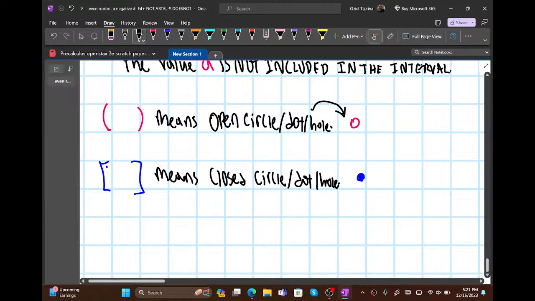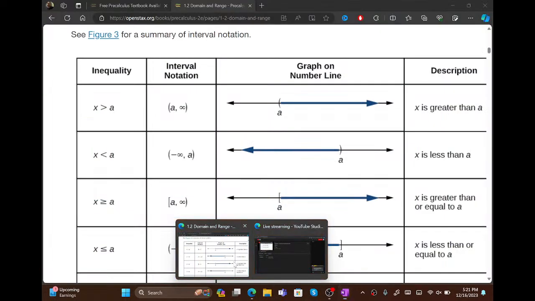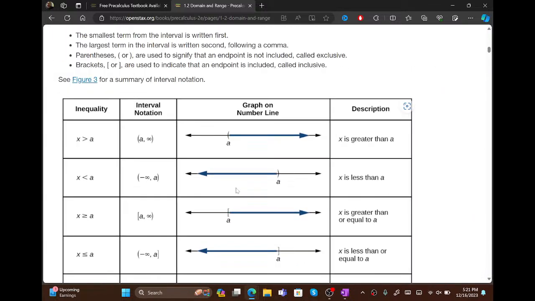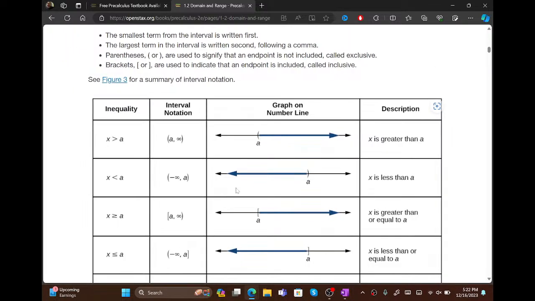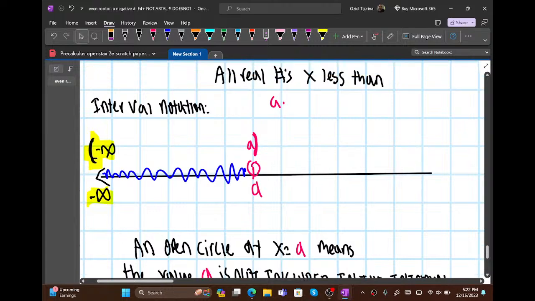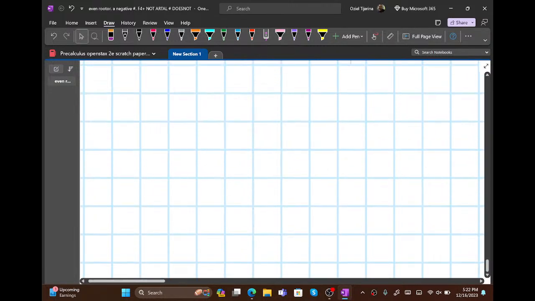I'm sorry if it's a lot of rambling, guys. I really want to make sure we understand this stuff because I've tutored many people and they have a hard time with this stuff. So negative infinity to a, that's what that means. Now let me go a little faster.